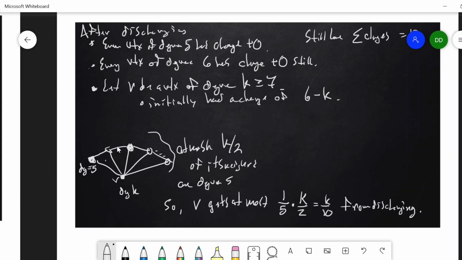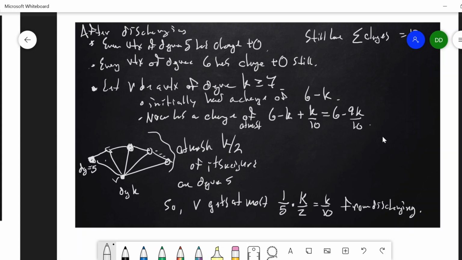Remember, the vertices of degree 5 are the only ones that are discharging, and so it receives at most this. And so now it initially had a charge of 6 minus k, and then it gets some charge, at most k over 10. So it has a charge of at most 6 minus k plus k over 10. So that's 6 minus 9k over 10.